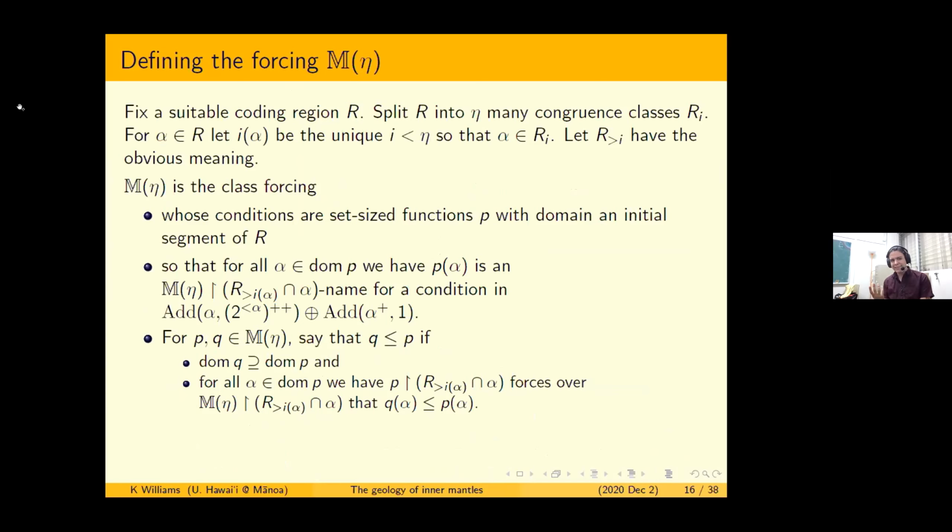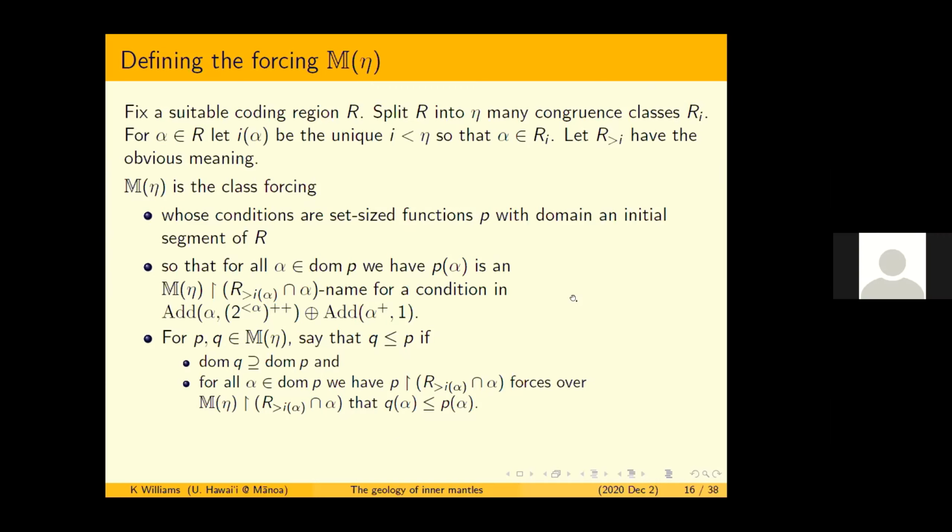Again, the idea is we're going to let these parts of the region with index greater than I be the things that give us this eta star iteration. Conditions are set size functions whose domains are initial segments. P of alpha is restricted to the things with bigger index below alpha, a name for a condition to generically make GCH hold or fail at alpha. And then you get stronger if you extend the domain, or if it's forced over the appropriate extension that you're stronger.